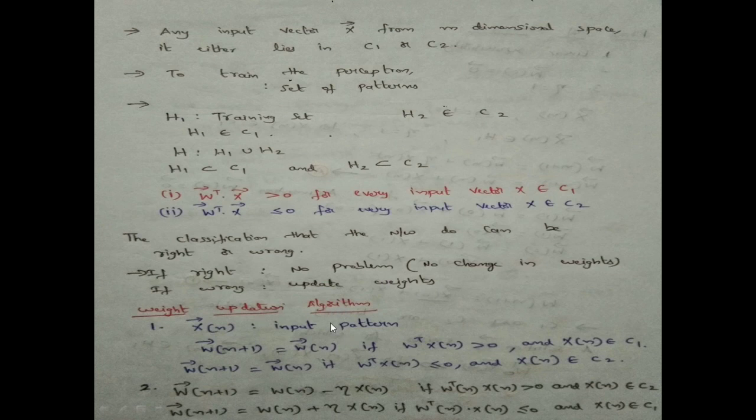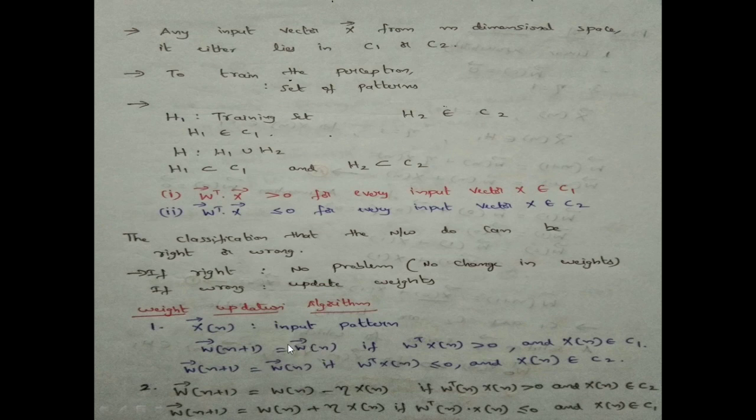that is, how we are going to update the weights of our perceptron. So the first step in the weight updation algorithm is, if a particular input belongs to class C1 and the W transpose X value is greater than 0, obviously it is a correct classification, right? Then, as already said, there is no need of changing the weights. That is, W of n plus 1 is equal to W of n. That is, there is no change in weights. The updated weight is equal to the previous weight.